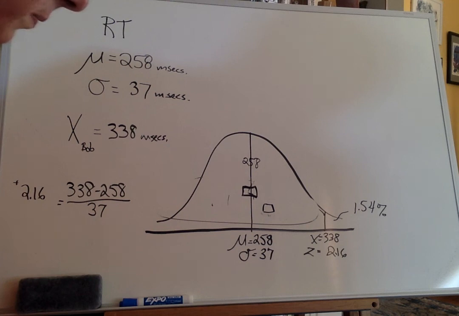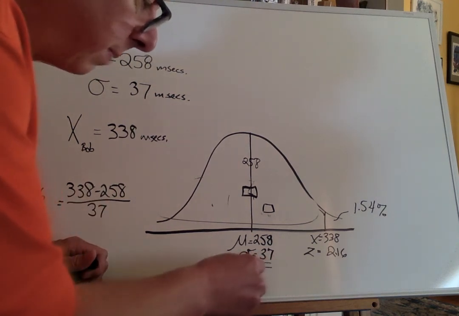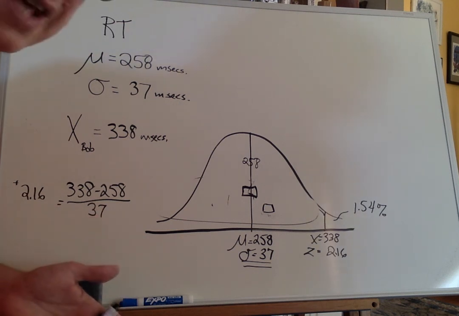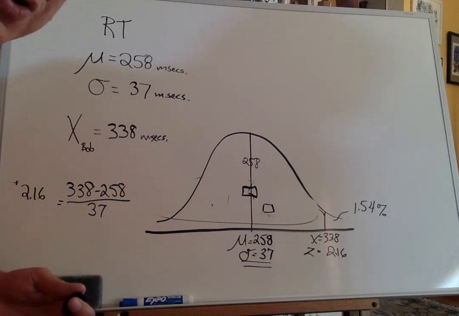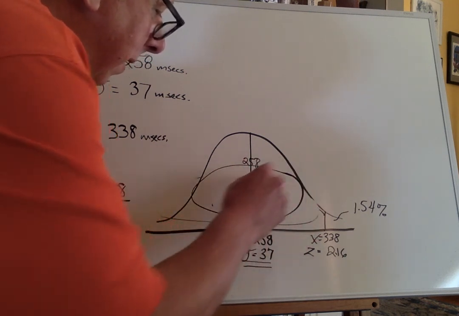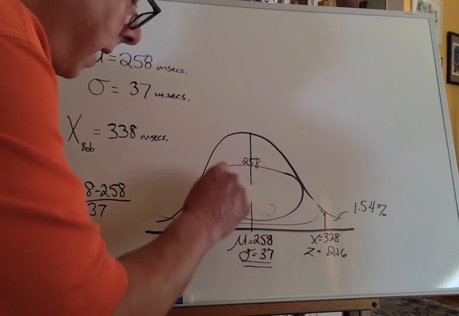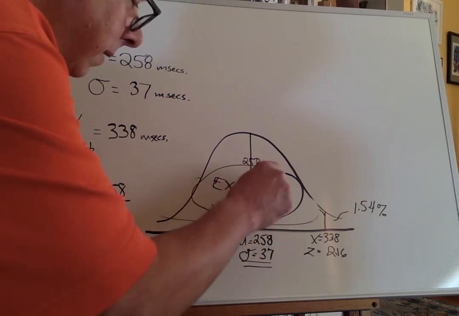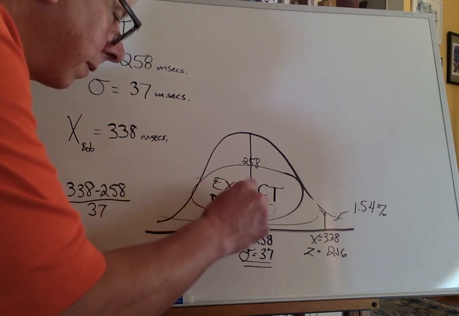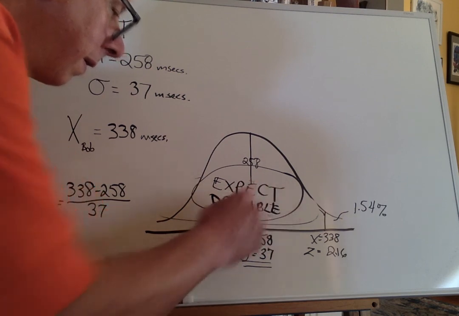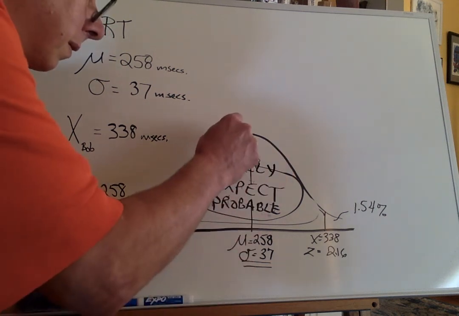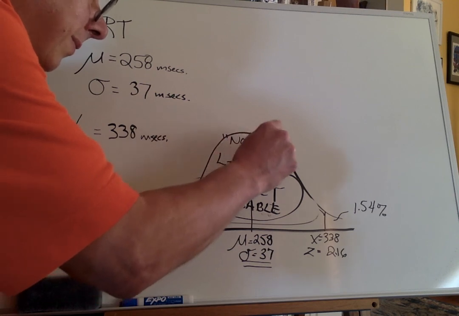And in fact, because I know what this means, I would say 258 plus or minus that 37, because that's the average amount that scores deviate from the mean, okay? And what I'm talking about here is this. This is what I expect to see from Mary, somewhere in here. This is what's probable. This is what's likely. This is what's normal. Okay?